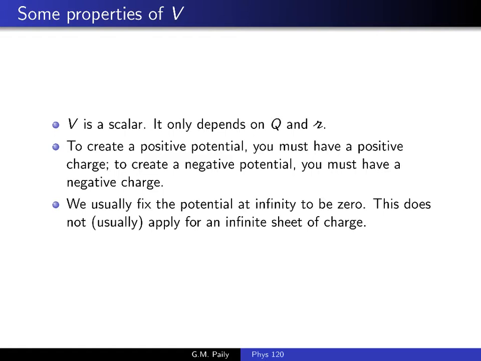And finally, notice that as the distance goes to infinity, the potential goes to zero. This is in fact a choice that we have made. It turns out that we never actually measure potential directly. We always measure potential difference. And so it is convention to set the potential at infinity to be zero to provide a simple reference point.